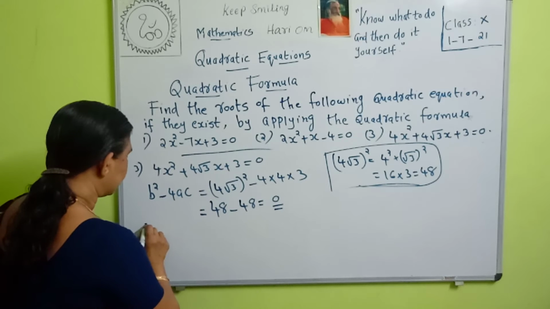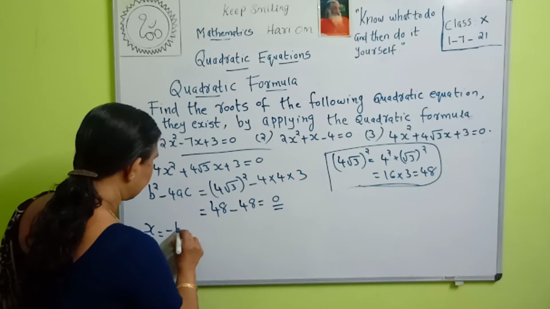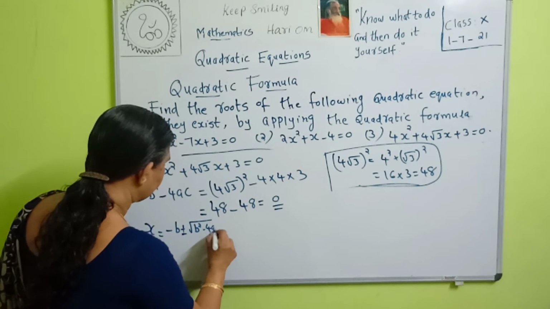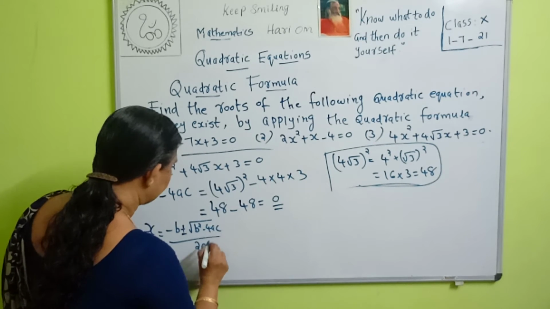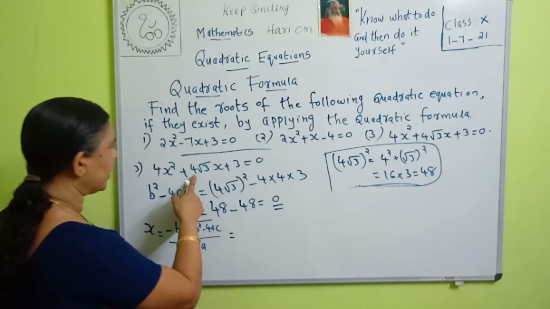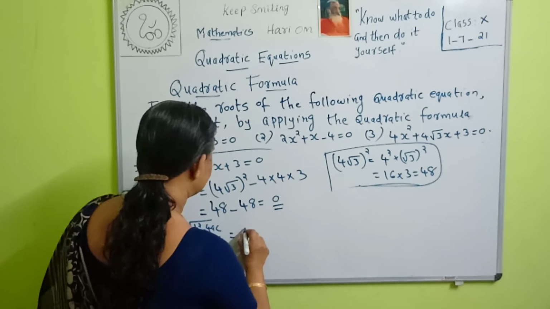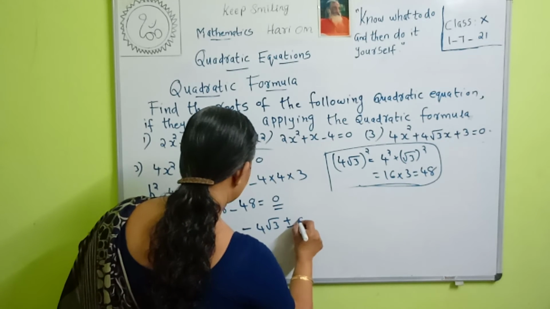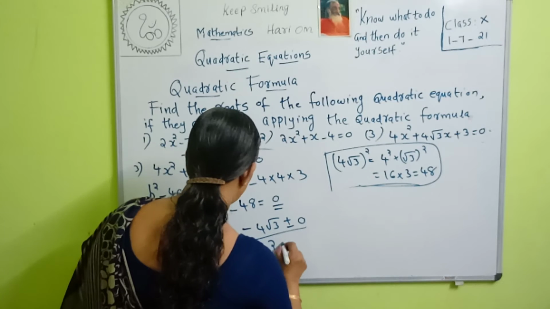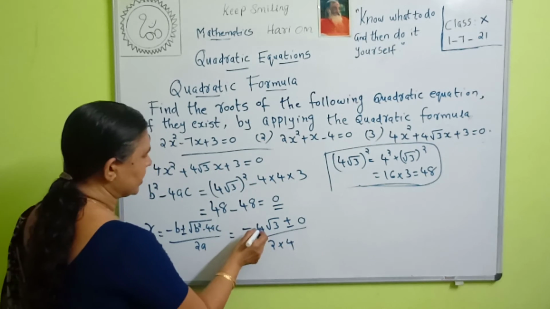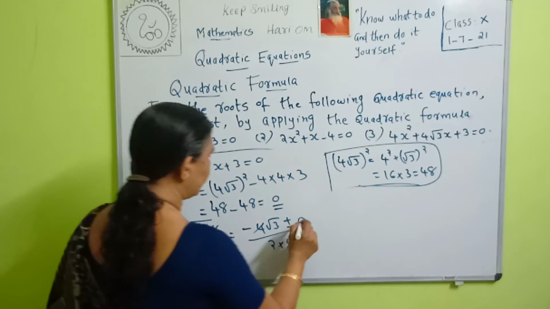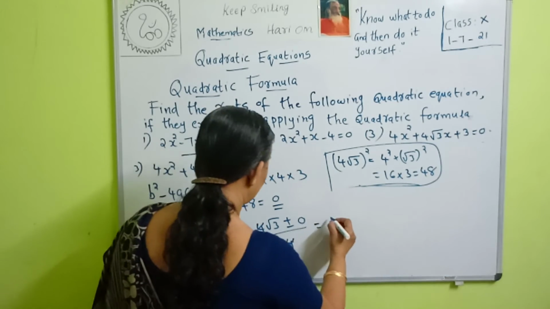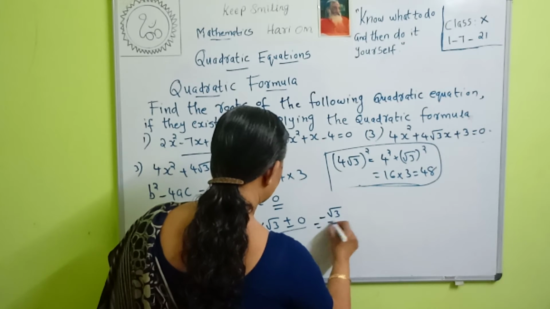Then we can find the solution. x is equal to minus b plus or minus root of b square minus 4ac by 2a. What is b here? Minus b is minus 4 root 3 plus or minus 0 by 2a. 2 into 4. We can cancel this 4 and 4. Here plus or minus 0 means 0. Then it is equal to minus root 3 by 2.